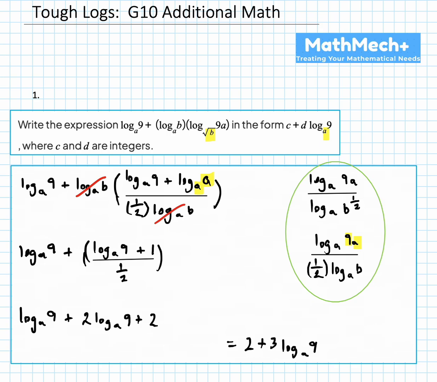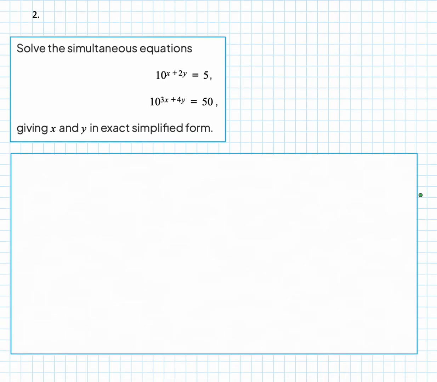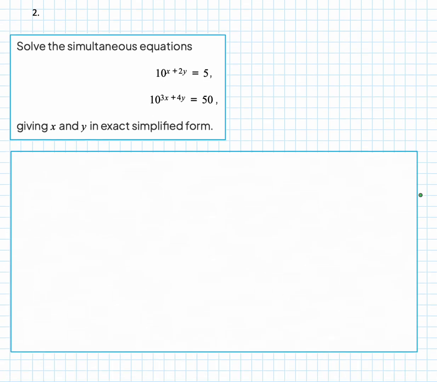That's our first example. There are quite a few little things to change, a few rearrangements, the change of base law, a few little laws in terms of the logarithms. So be very careful with them. Next question up, simultaneous equations. Can be difficult to look at. Well, you need to take logs. That's basically the rule there.